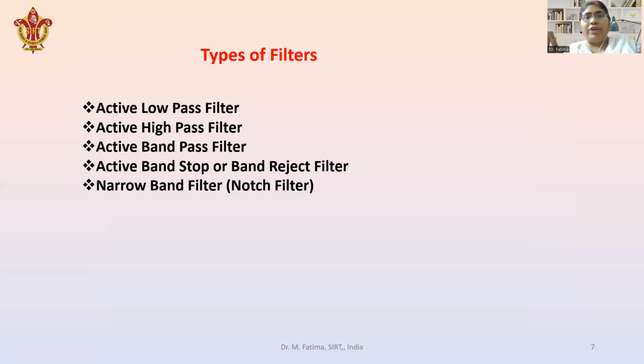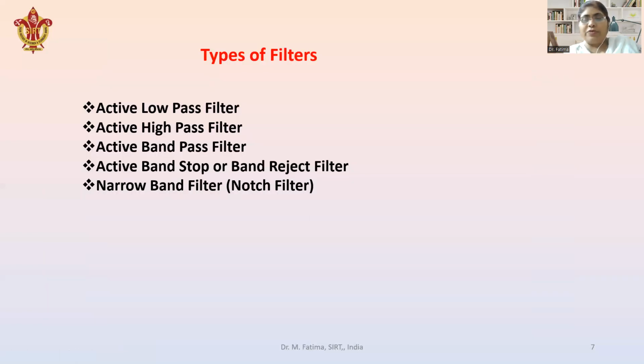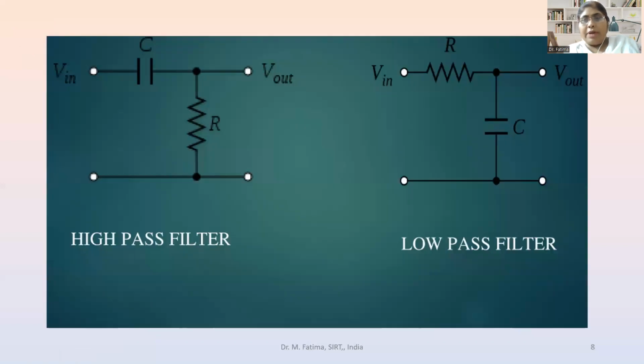Now the types of filters: low pass filter, high pass filter, band pass filter, band stop filter or band reject filter, and narrow band filter. The narrow band filter is also called a notch filter. Now first I want to take the low pass filter, but I want to show the basic circuits of the low pass filter and high pass filter.